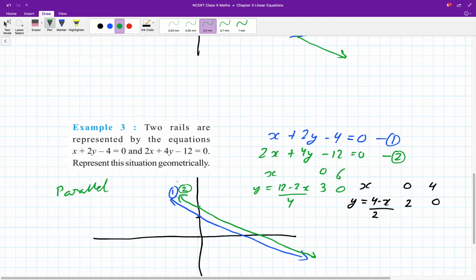And thanks to that, these two trains will never collide with each other, which we see sometimes happen in our real life situations. But these two paths are designed in such a way that they are parallel to each other and they will never intersect each other. So this will be called an inconsistent pair of linear equations, meaning that it has got no solution.